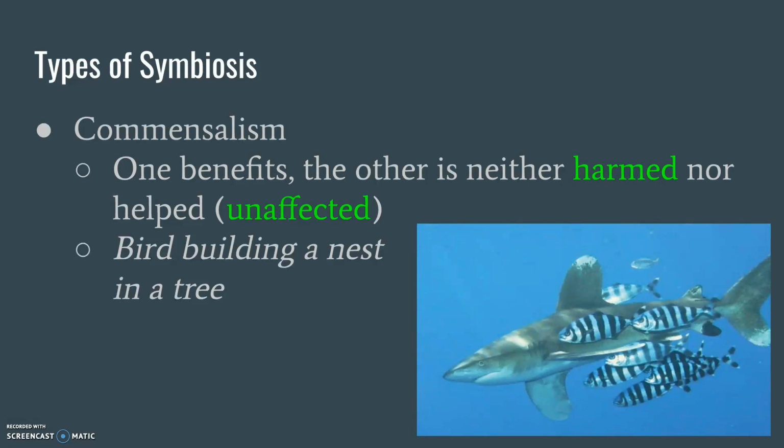Does the shark, for the most part, really care that there are fish nearby? Not really. So the shark mostly is unaffected here. It doesn't really care that the fish are nearby. So that's why this one makes sense for commensalism. Either example is good here.